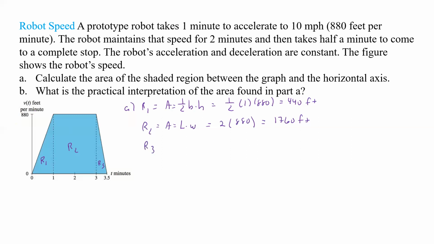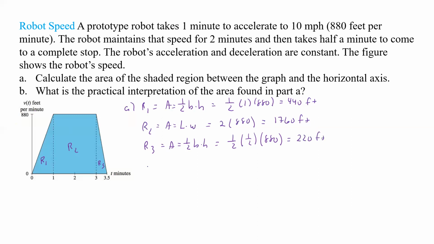And finally, our R3, the area again is going to be 1/2 base times height. So it's going to be 1/2, and now the base is only a half, so a half times a half times our 880. Basically, we're going to have a quarter of that. So 4 goes into 880, 220, and so that's going to be 220 feet.